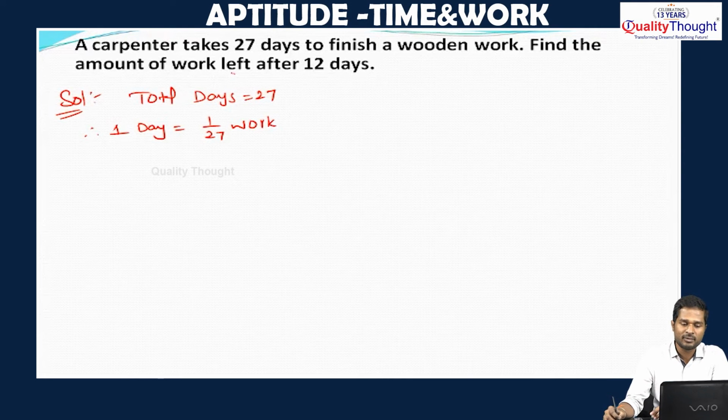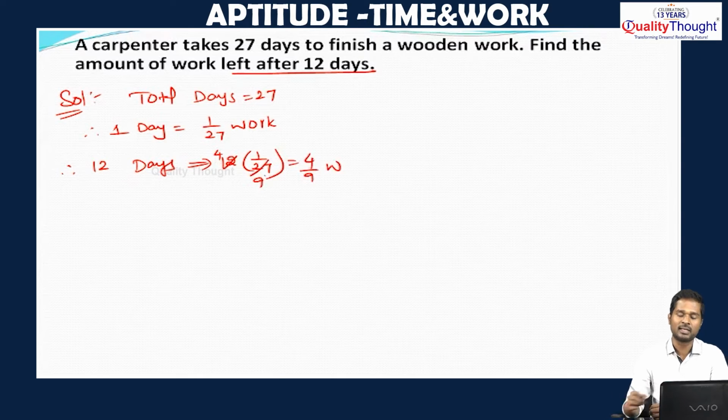Now how many days did he work? He worked for 12 days. See, what is the amount of work left after 12 days means? That means he worked for 12 days. So we will find out first what is the amount of work completed by him in 12 days. So 1 day work is 1 by 27 and then 12 days work is 12 into 1 by 27. This is 3 4s are 12, 3 9s are 27, that is 4 by 9 is the work that is completed in 12 days. I will write it here, 4 by 9 of the work is completed.